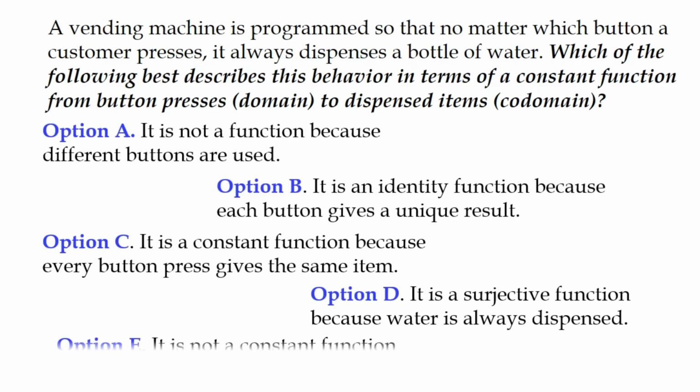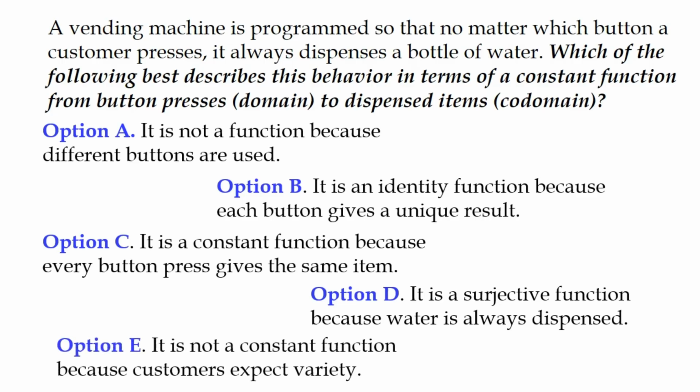Pay attention. A constant function maps every input to the same single output. So whatsoever value you pick from the domain, what you will get is the same thing in the codomain, no matter what you press. But in this case of the vending machine, what you will notice is that all button presses, which we can refer to as input, result in the same item, which is the bottle of water. So you can pick the correct option now.